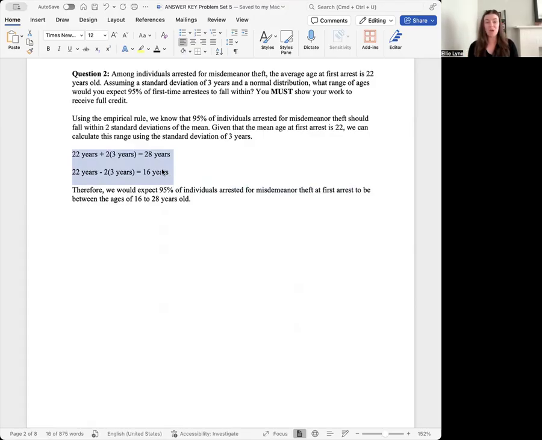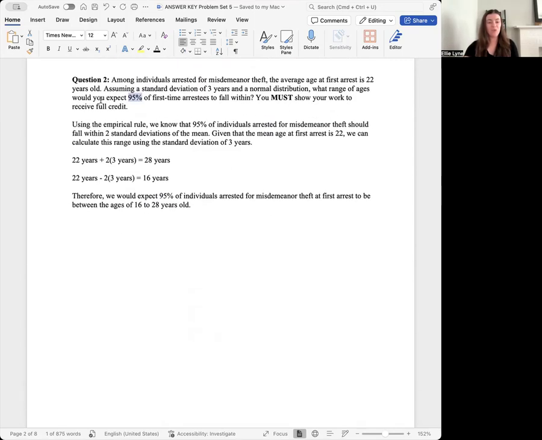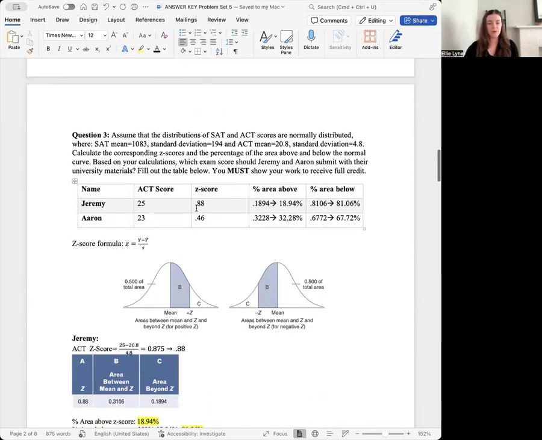It didn't take us a lot of work, and we were able to use this percentage here quickly without having to acknowledge the z-distribution table, standard normal table, and we just had to use our knowledge of the empirical rule to quickly solve this. And so that's one of the beauties of the empirical rule itself, is that it allows us to do quick calculations like this. Moving on to question 3.